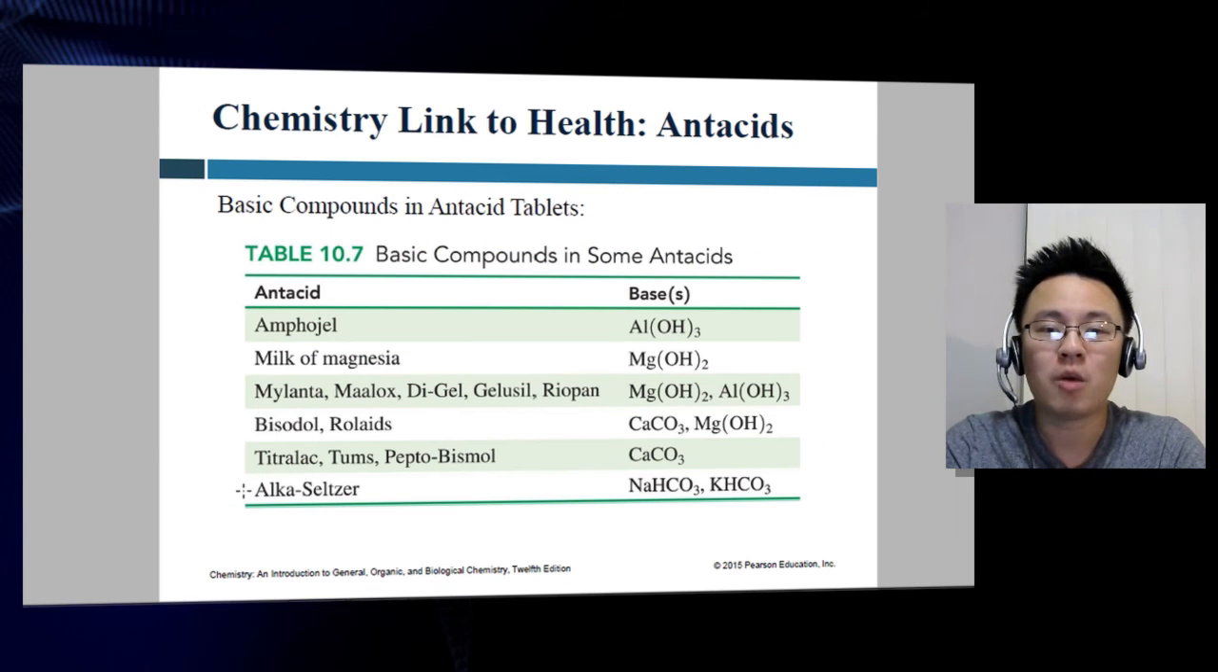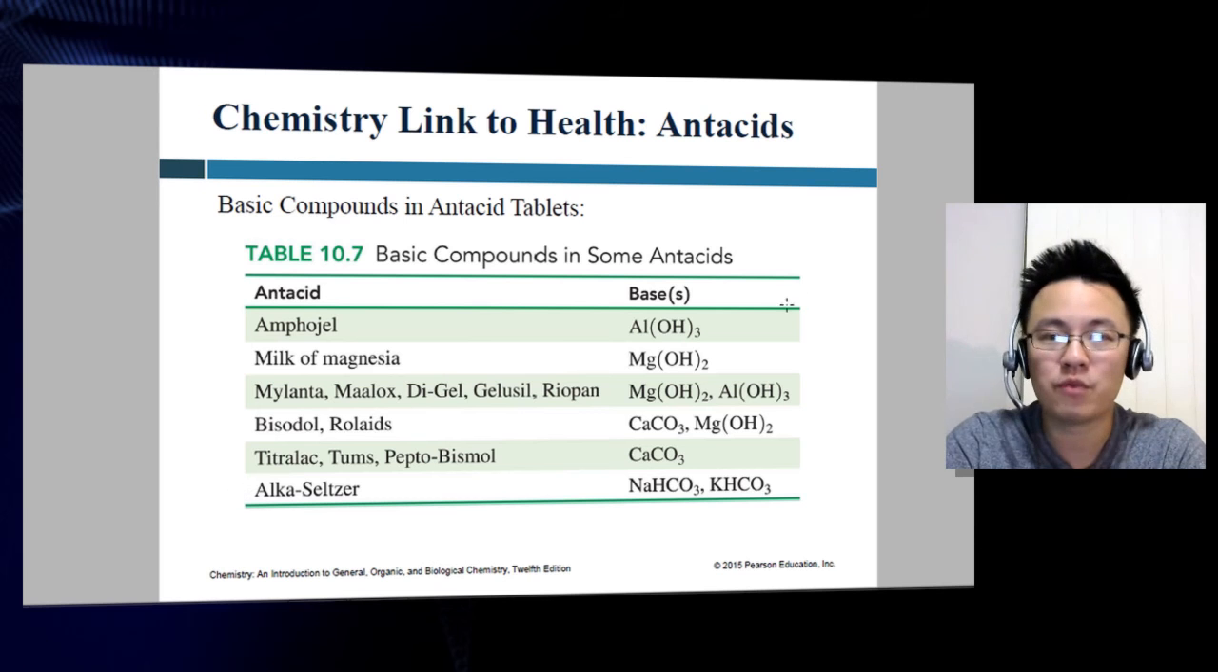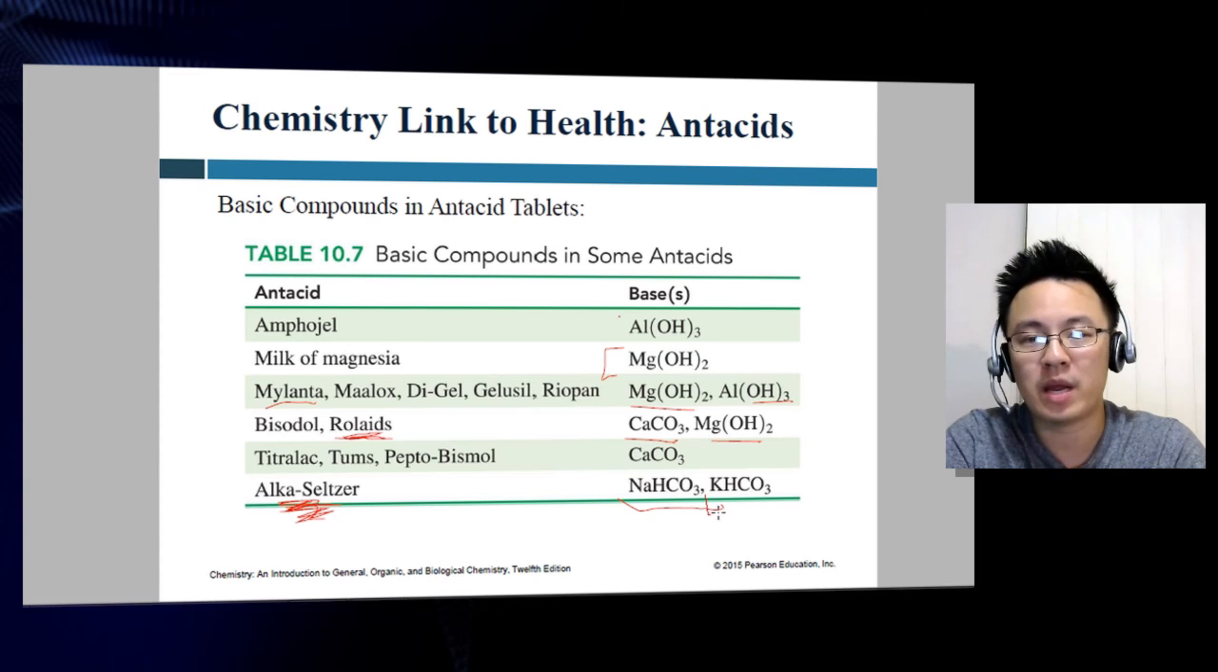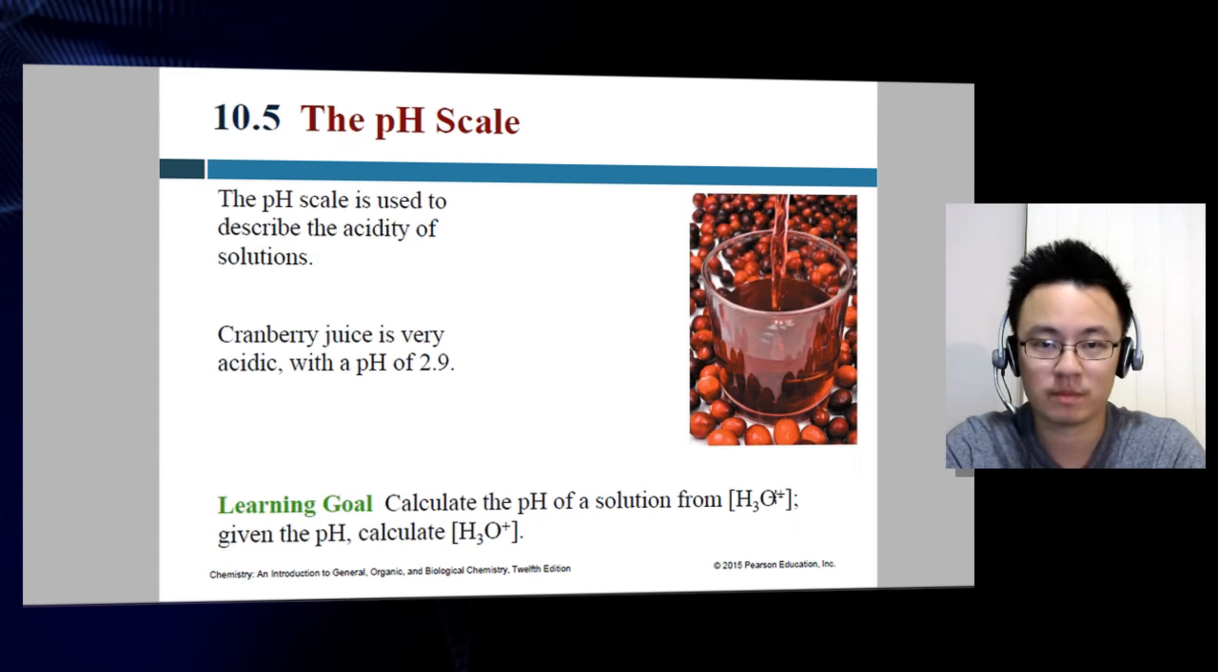So here are some basic compounds in antacid tablets. For example, we have Amphogel, which is Al(OH)3 right over there. Milk of magnesia, you've probably heard of this one, we have right over there. Mylanta, another popular antacid, contains these 2 bases right over there. Rolaids, which I haven't seen in quite a while, we definitely do have these bases right over there. And Alka-Seltzer are very common, very popular. There has sodium carbonate and potassium carbonate as well.